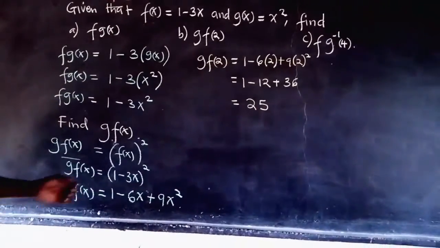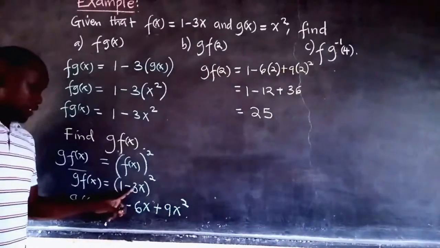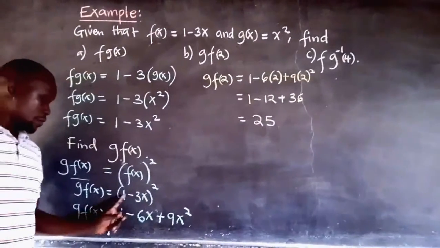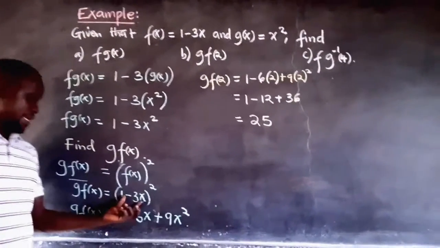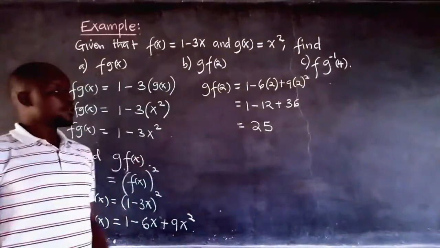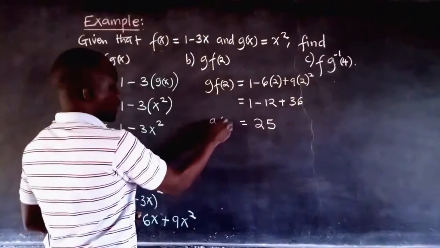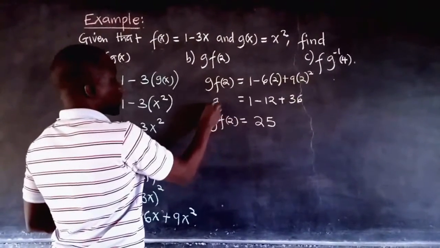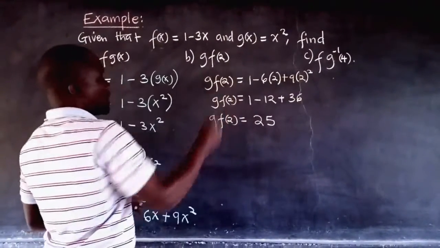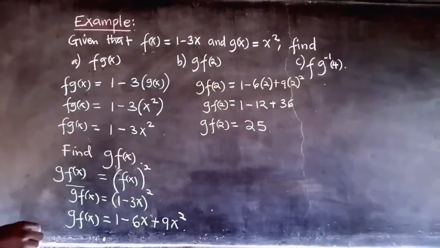But remember, you could also work out at this stage, substitute for 2 here. This would be 3 times 2, that is 6. 1 minus 6 is minus 5. And when you square, indeed, you still go back to 25 as g f of 2. Now that is part B. We're now going to part C.